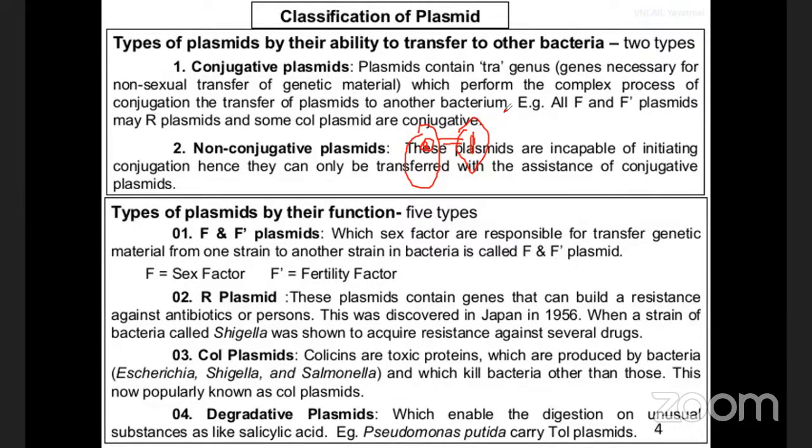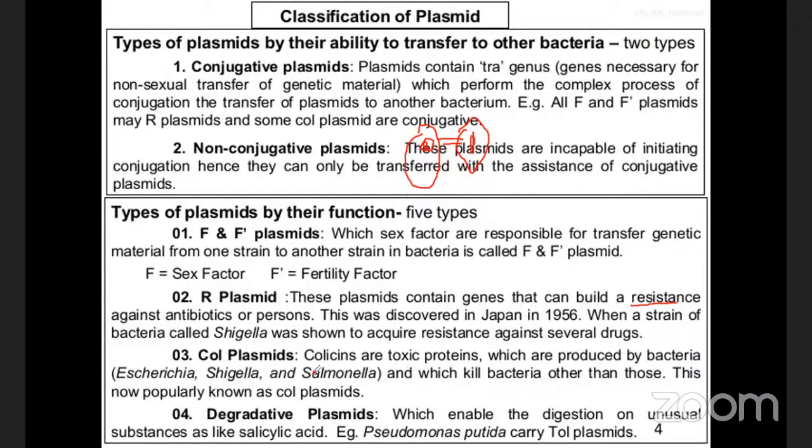Among the non-conjugative plasmids, various types are there. Basically, plasmids are of 5 types. What are those? The F plasmid that I told you, which exchanges genetic material from one to another in conjugation. The R plasmid, which shows resistance to antibiotics. It shows resistance in the bacteria, that we call the R plasmid. And then col plasmids, these are there in coli bacteria.